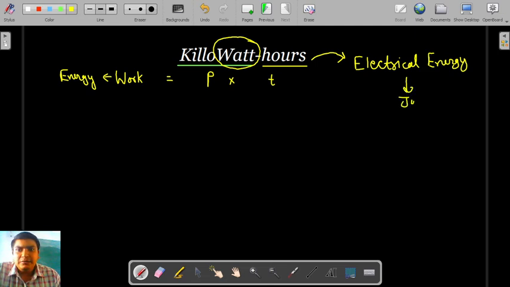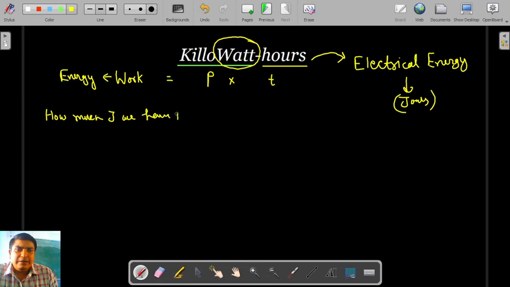So how many joules do we have in 1 kilowatt hour? This is a very basic question which is sometimes asked in the exams. We can calculate that very easily. Let us say we have 1 kilowatt hour.